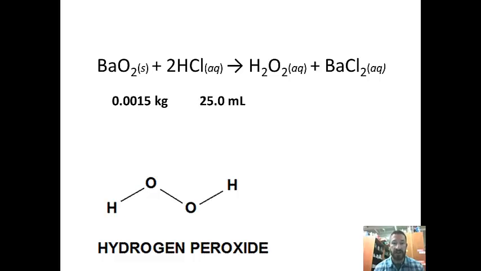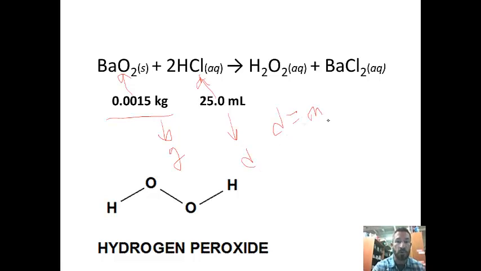looks like this. And notice the amounts they give us are the kilograms of barium peroxide, so we're going to have to change that to grams. And then they give us the milliliters of hydrochloric acid, and we're going to have to use a formula for density to change that to grams as well, because we know density is equal to mass divided by volume. So mass is equal to density times volume, because we know density is in grams per milliliter. So we're going to use both those to do this problem.